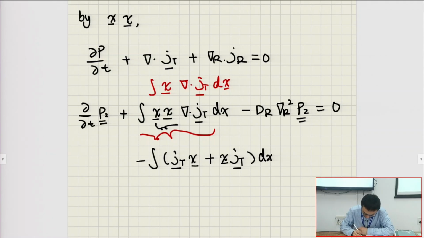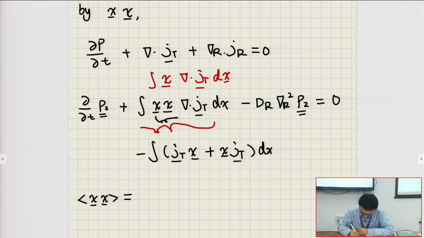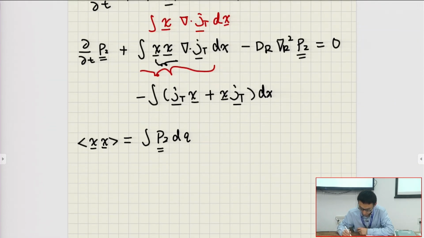So then, what we have is xx, which is what we want to calculate. That is simply the integral of p dq. It's the next step. So then we can just integrate this equation against q. Okay, that's the second step.